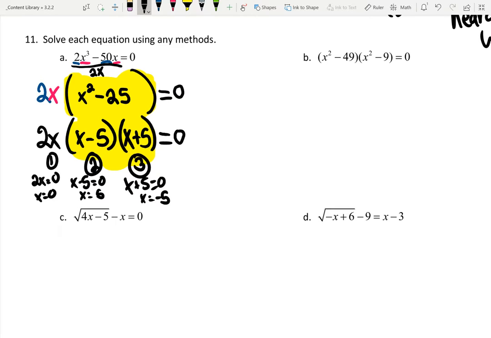Now, I'm going to go ahead and check. Do any of these numbers make it invalid? There's no fractions. There's no radicals. So x can equal 0 and plus or minus 5.